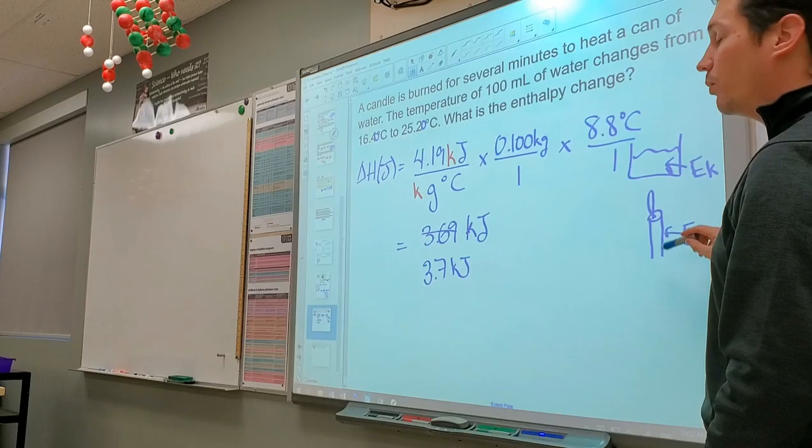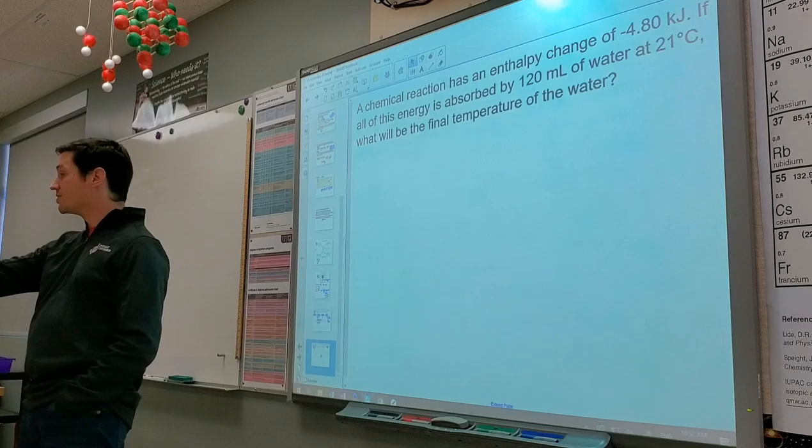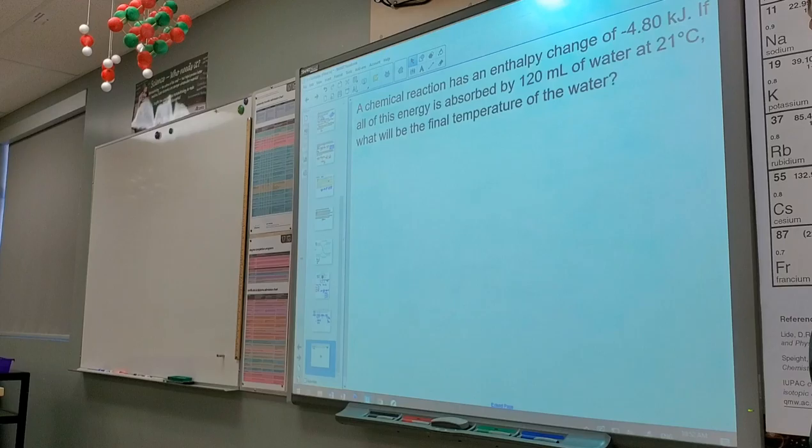3.7 kilojoules. And we measured that. Did we measure directly the amount of energy lost by the candle? No, but we inferred that the energy gained by the water is the same as the energy lost by the candle, because we're in an isolated system, right? There's a difference between a closed system and an isolated system.